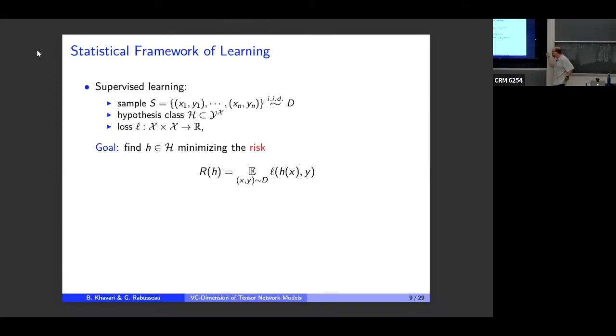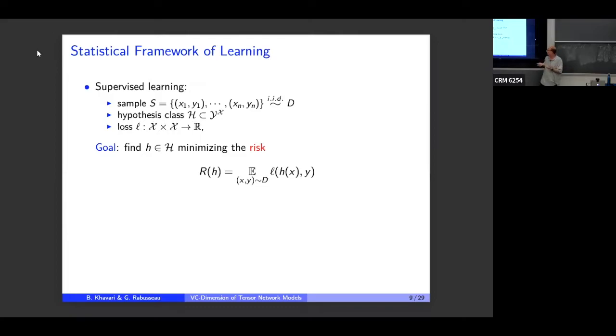And so the goal of supervised learning is to find the hypothesis in a hypothesis space that minimizes the true risk. So the risk is the expectation, for x, y drawn from this unknown distribution, of my loss function, right? So the loss of my hypothesis evaluated at x and the real output y that has been drawn from the distribution. So this is what I want to minimize.